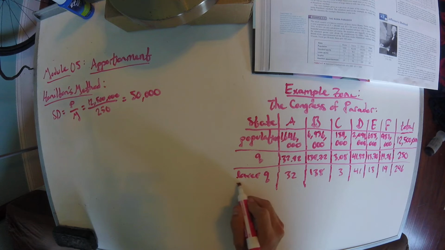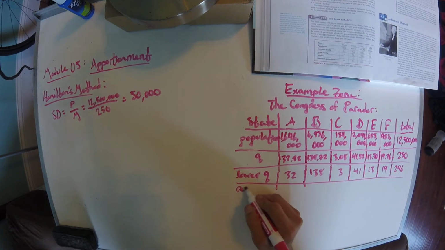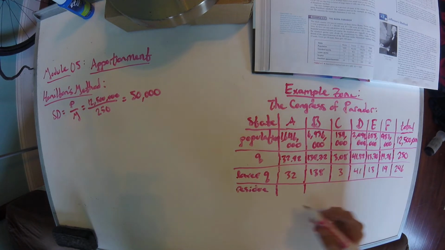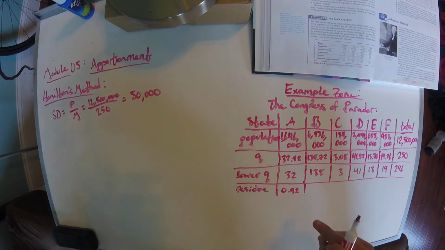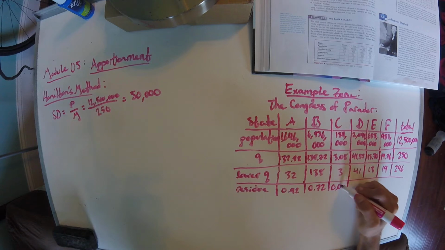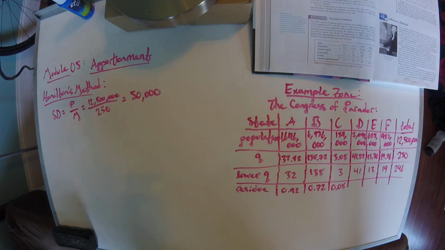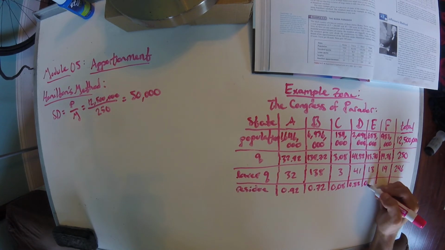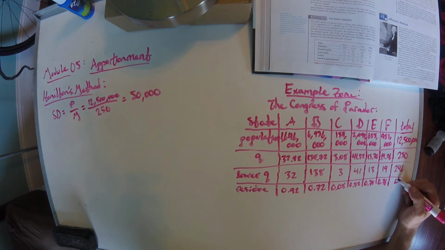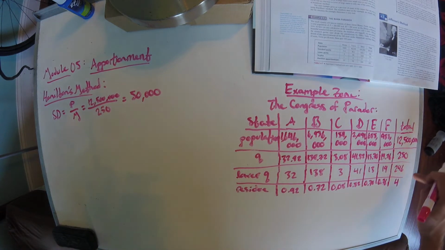Now we're going to make a new row for what's called the residue. And this is just the fractional part of the quota. So in this case, it's just 0.92. So the residue plus the lower quota equals the standard quota in all of these. So then we get 0.72, 0.08, 0.82, 0.70, and 0.76. And then these all sum to 4, which makes sense because the sum of the residues plus the sum of the lower quotas should be the sum of the standard quotas or the total number of seats.